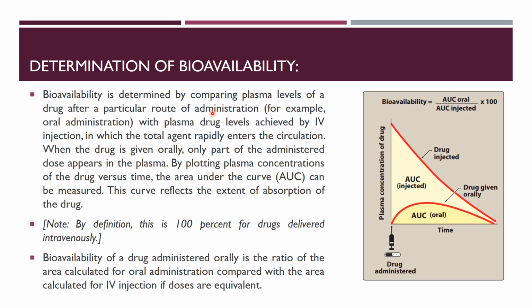Determination of bioavailability. Bioavailability is determined by comparing plasma levels of a drug after a particular route of administration, for example, oral administration, with plasma drug levels achieved by IV injection, in which the total agent rapidly enters the circulation. When the drug is given orally, only part of the administered dose appears in the plasma.